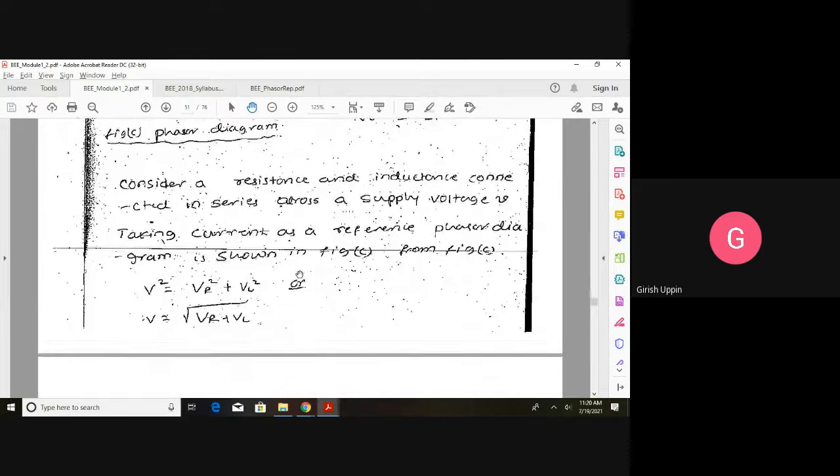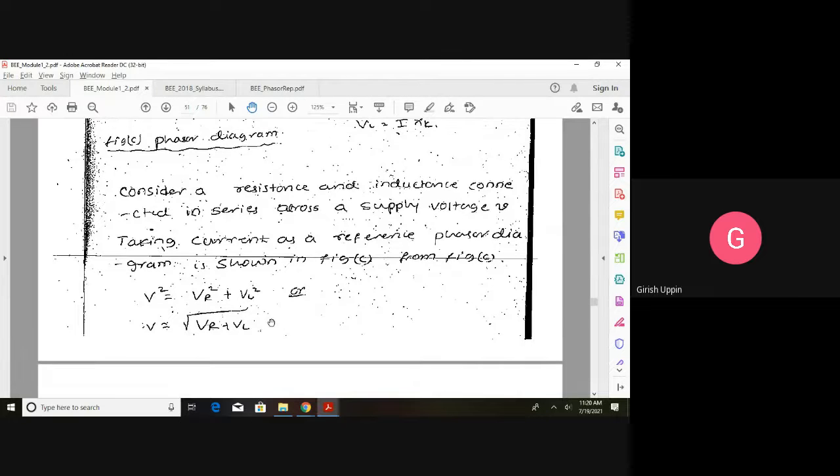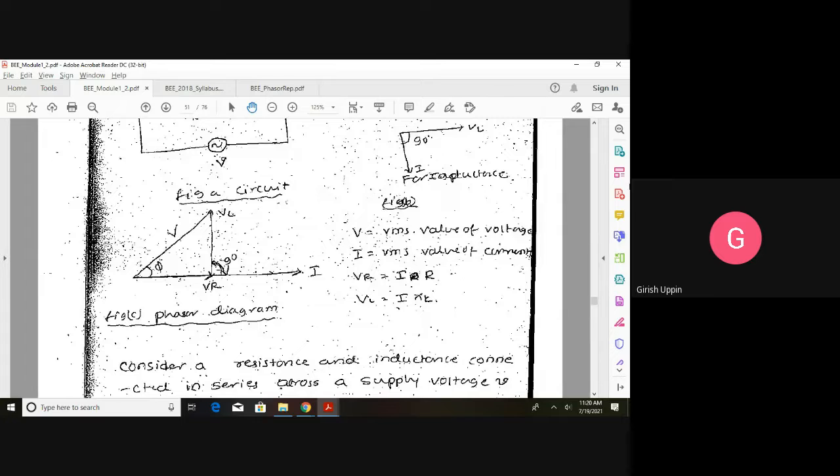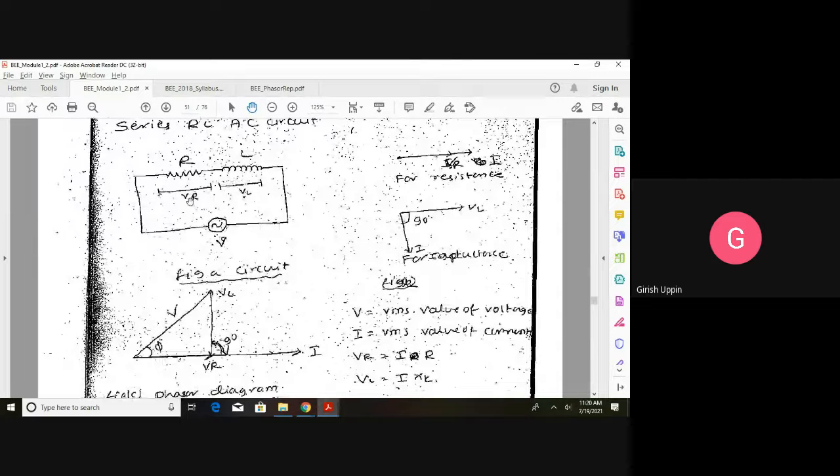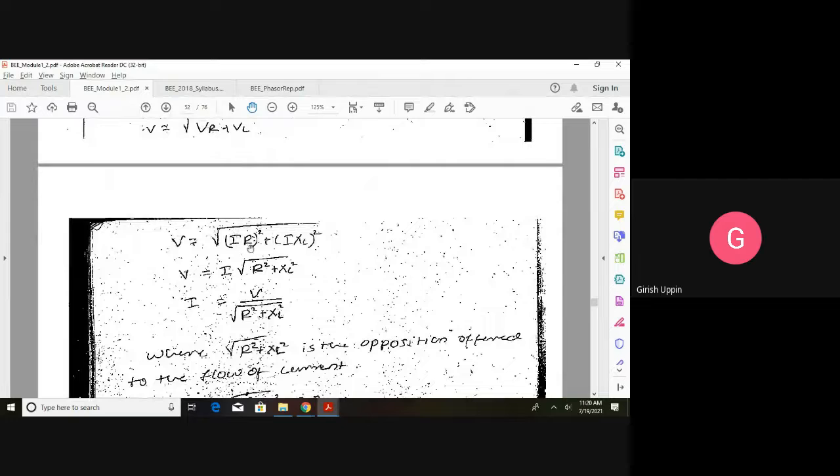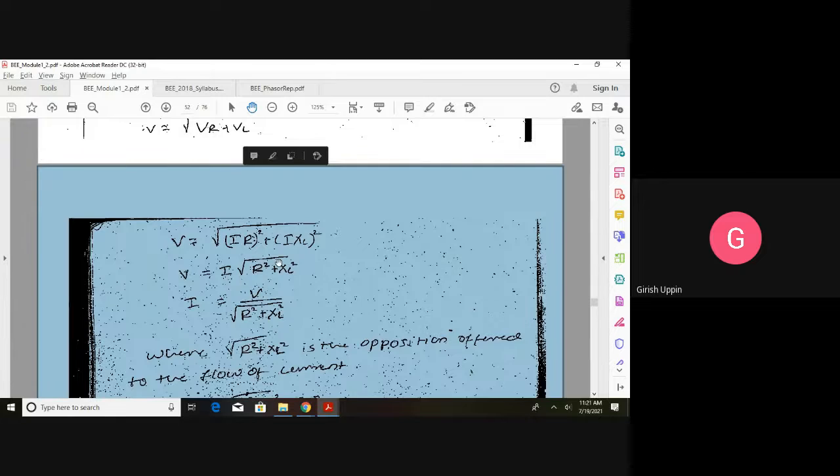So from that triangle, we can write V is equal to square root of VR square plus VL square. Okay, square is missing, it should be there. And what is VR? Same Ohm's law, I into R. What is VL? I into XL. Many times you make a mistake: I into L. It is not I into L, it is I into XL. XL is omega L or 2 pi FL. Substituting those values, VR is IR, VL is IXL, I square will come out of the square root, V is equal to I into square root of R square plus XL square.